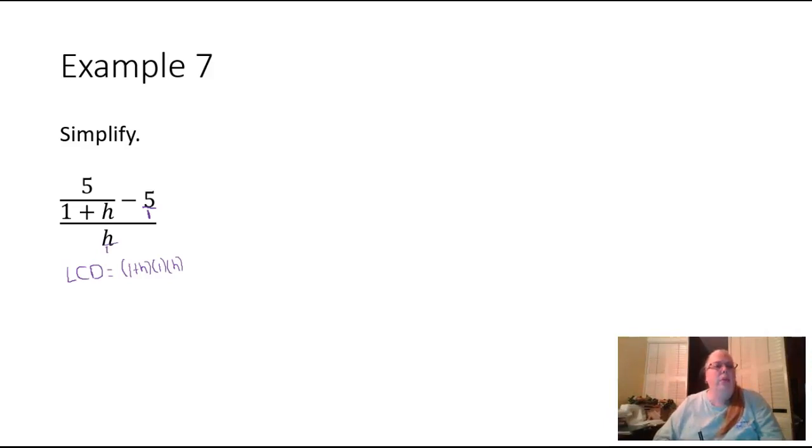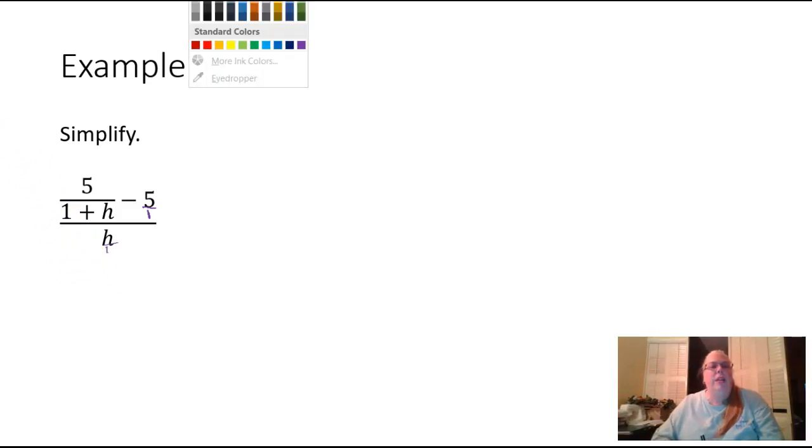All right, so example 7, lesson R.4. And what we're going to do here is use the LCD method. The LCD method involves looking at all of the denominators in your complex fraction.